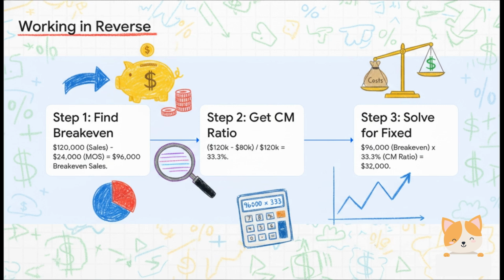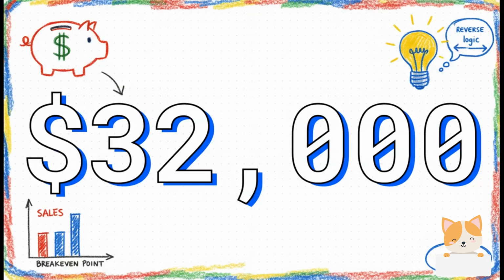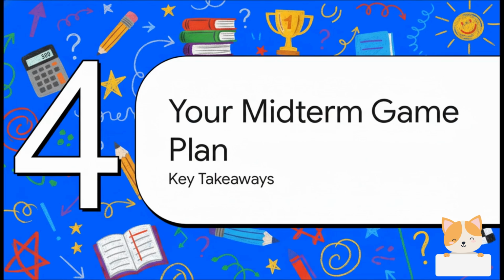Now for the real aha moment in step 3. Remember the definition of break-even? It's the point where your total contribution margin exactly equals your fixed costs. So all we have to do is multiply our break-even sales by our CM ratio, and that will give us our fixed costs. And just like that, we have our answer. The fixed expenses have to be $32,000. Being able to work a problem like this backward proves you really truly understand the relationship between sales, costs, and that break-even point.